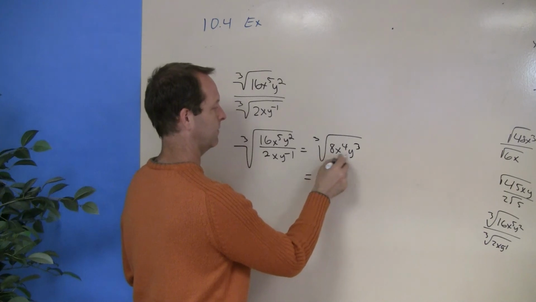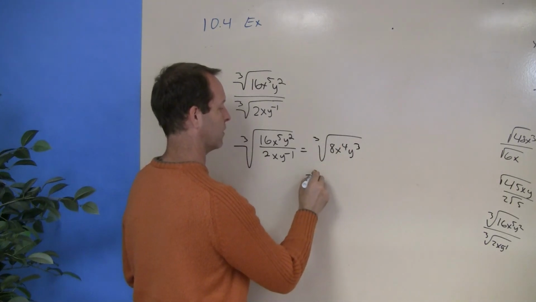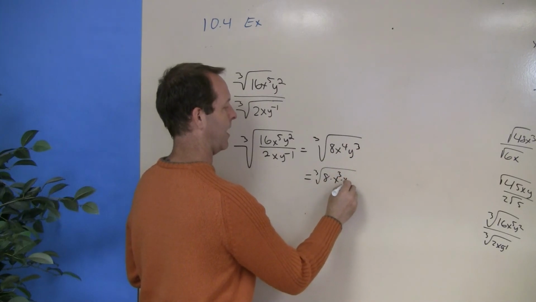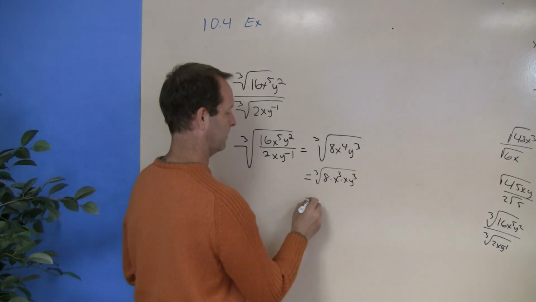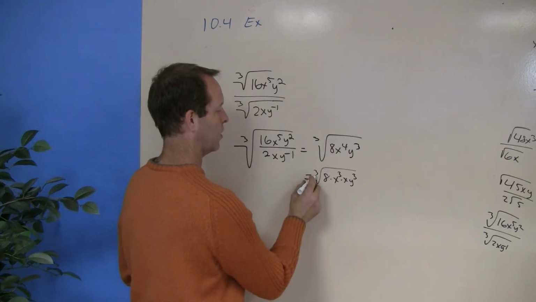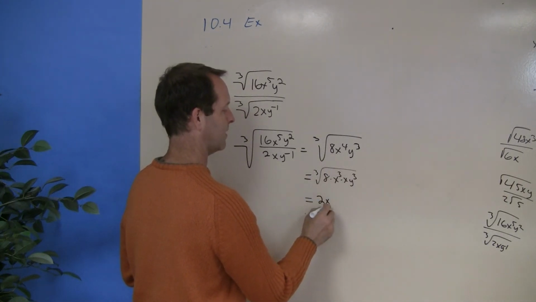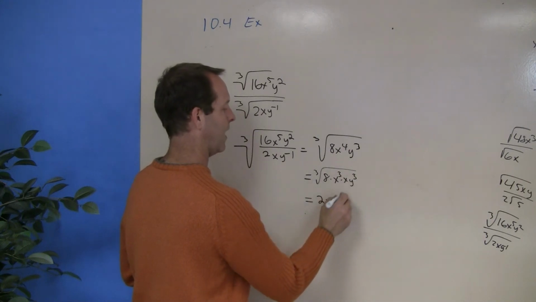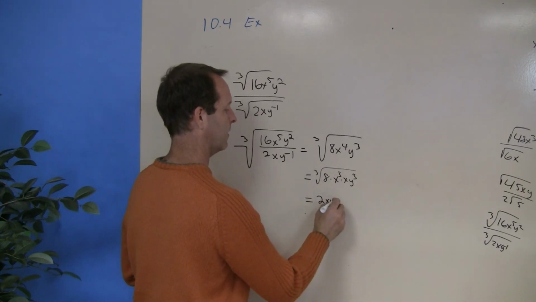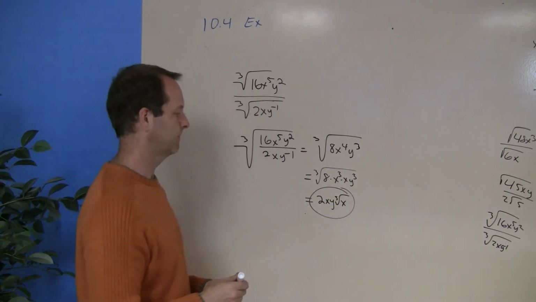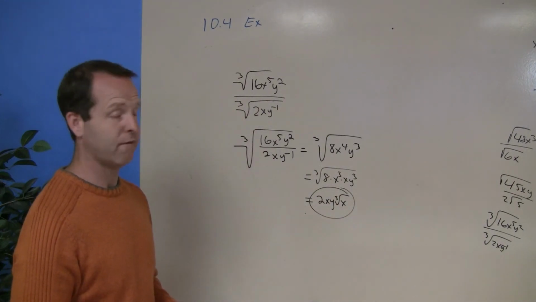Cube root of 8, well, let's write this down to its factors first. That's an 8 times an x cubed times an x times a y cubed. Cube root of 8 is a 2. Cube root of x cubed is an x. The cube root of y cubed is y. And I have a cube root of x that can't get out yet. It stays inside. And so there's my final solution.